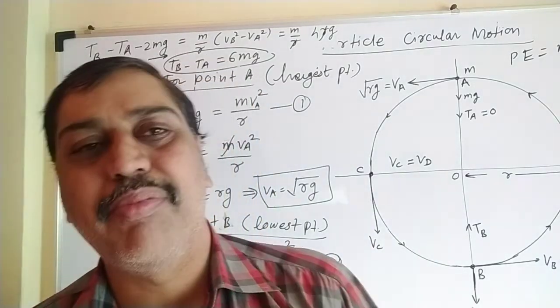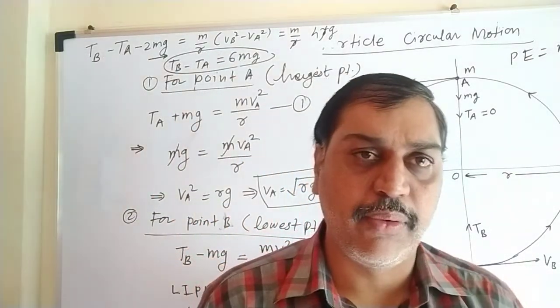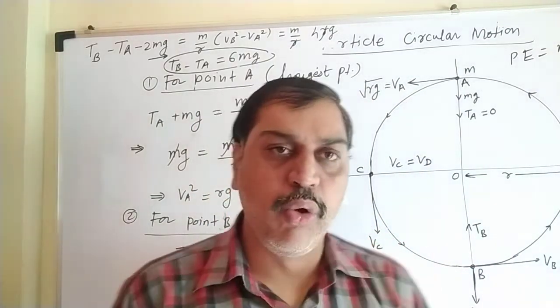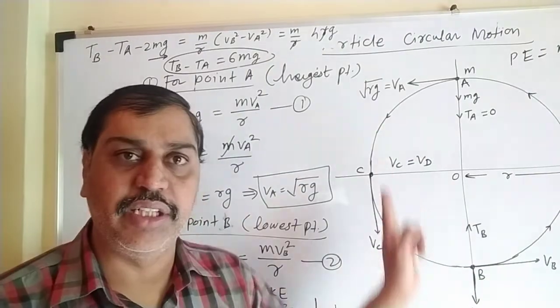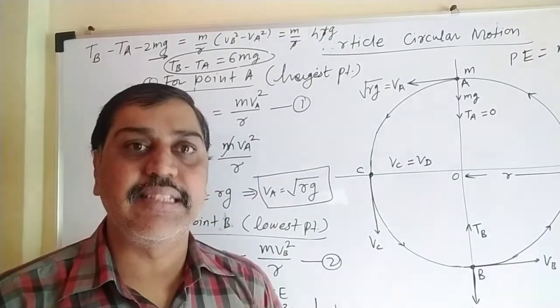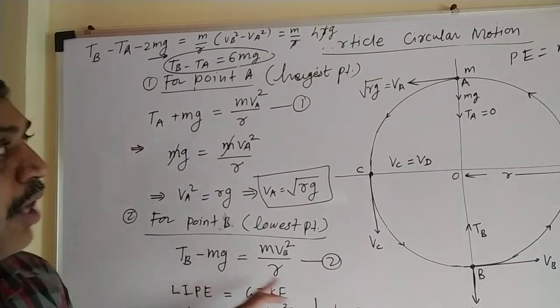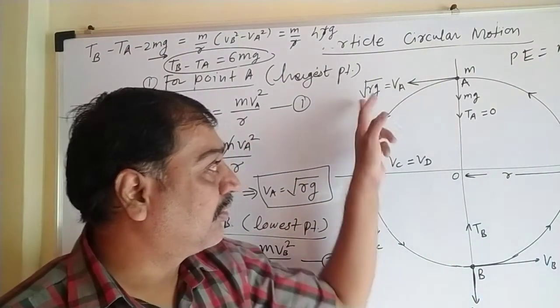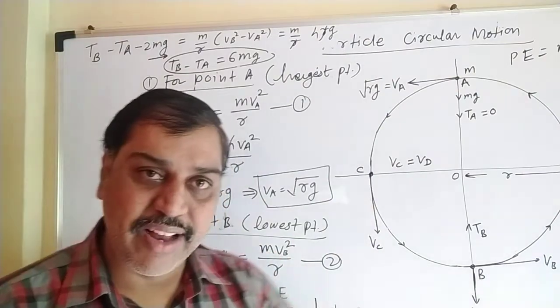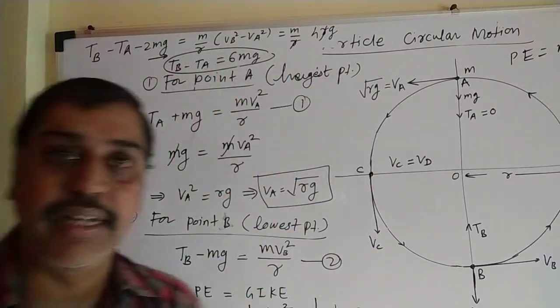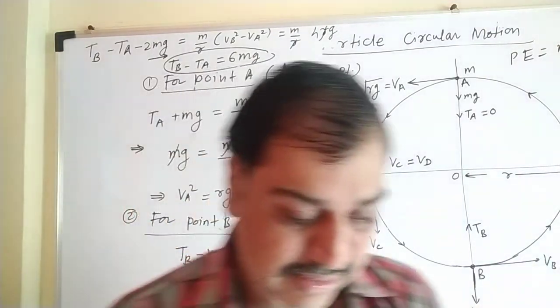Many times they have asked this: show that in vertical circular motion, the difference in the tension at the lowest and highest point is 6 mg. So we have to derive this from equations 1 and 2, using the already derived formulas, square root of rg and square root of 5rg. Then equation 2 minus 1 gives TB minus TA as 6 mg.